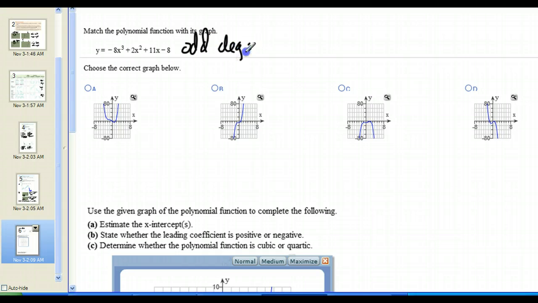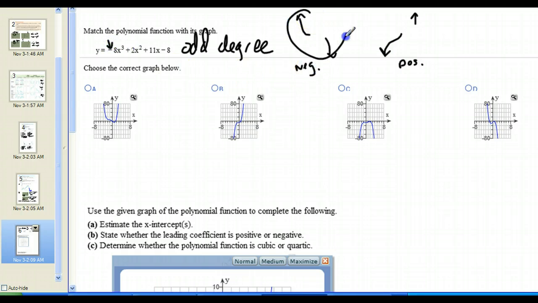Alright, and remember, odd degree will do one of two things. It'll start up and then go down, or it'll start from below and make its way up. It'll do this, start above and go down if it's a negative leading coefficient. It'll do this, start below and make its way up, or fall left, rise right if it has a positive leading coefficient. Okay, this one has a negative leading coefficient, so it's going to do this.